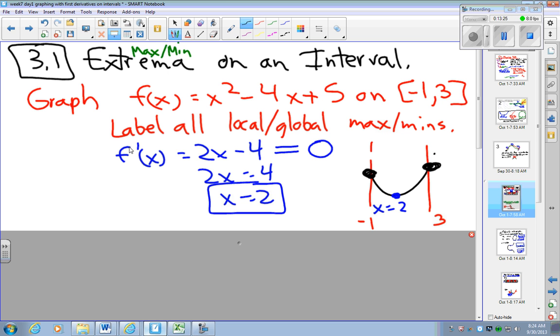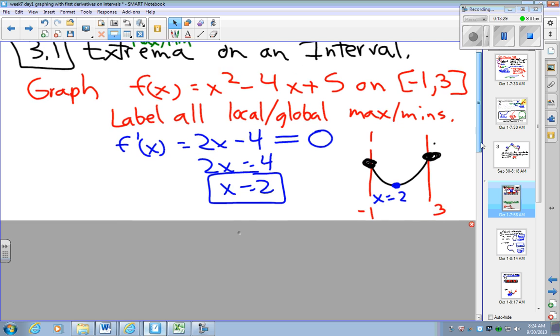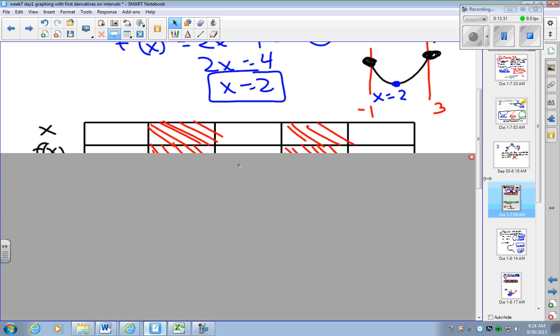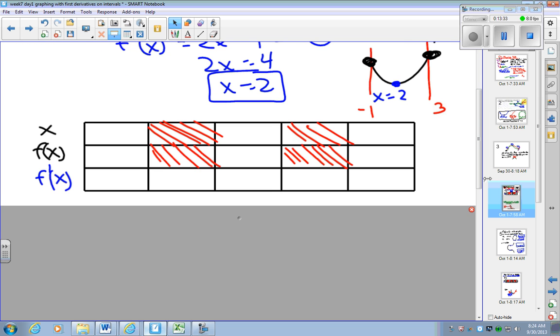So a great way to organize all this data is in a chart. And this chart, and we're going to be doing this chart the rest of the day, looks like this. Okay? You're always going to have 3 rows, and those rows are going to be the x, the f of x, and the f prime of x. Okay? And I'll tell you why I actually have this as 5 columns. The 5 columns represent these things.